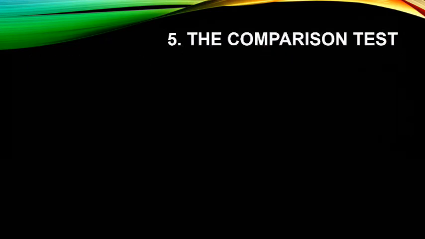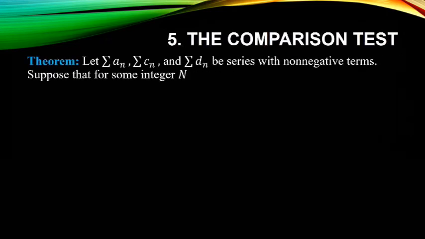So number 5, the comparison test. So there's a theorem. Let the summation of a sub n, summation of c sub n, and summation of d sub n be series with non-negative terms. Suppose that for some integer big N, d sub n is less than or equal to a sub n and less than or equal to c sub n. So their nth terms are in this form for all values of n greater than big N.